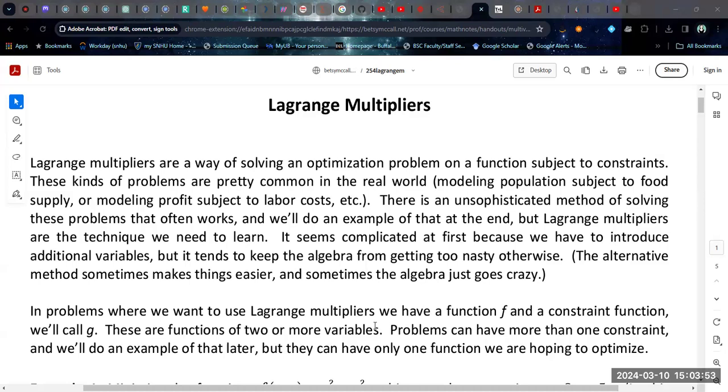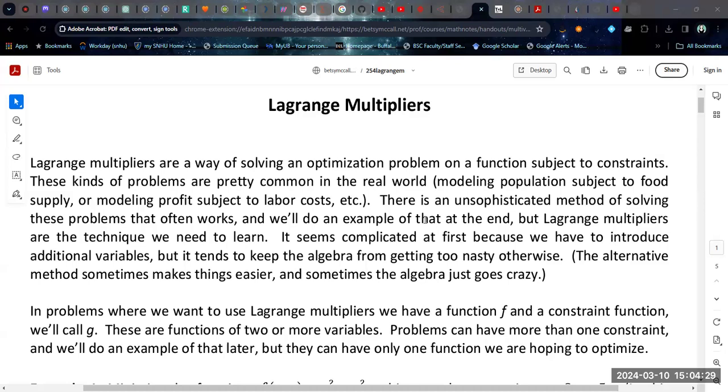Now, Lagrange multipliers, again, are a way of doing optimization problems where we have a function that is subject to at least one or more additional constraints. When we do one variable problems, we have encountered problems like this before, where we're optimizing a fence, but we have a limitation on how much area we can contain, or vice versa. We want to optimize the area, but we have a limited amount of fencing or something to that effect.